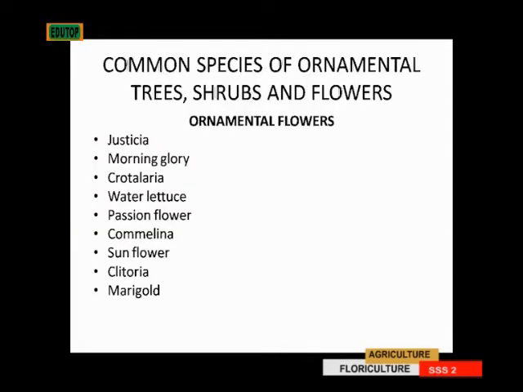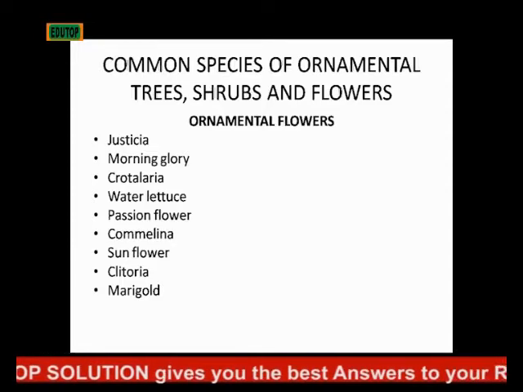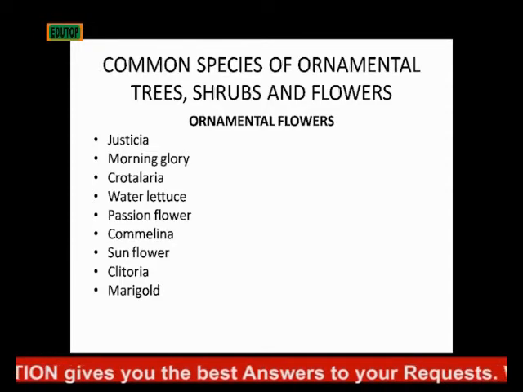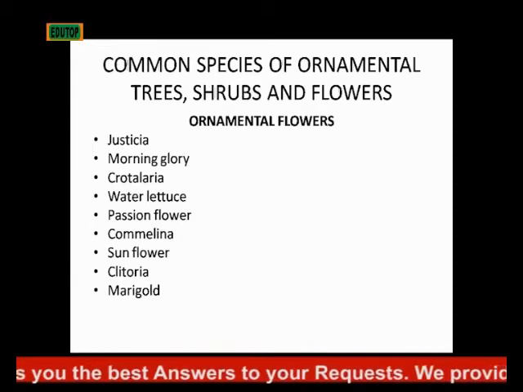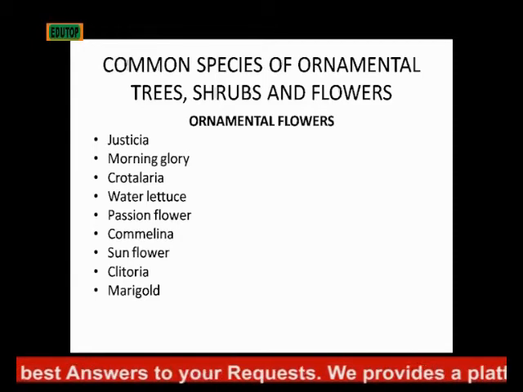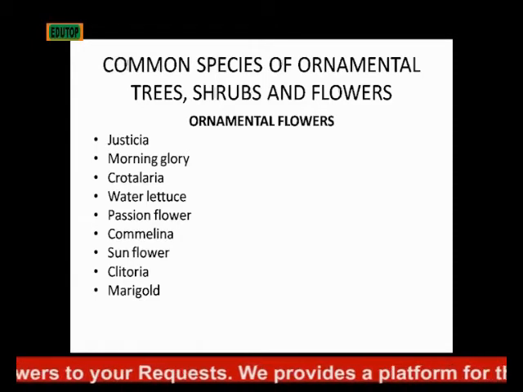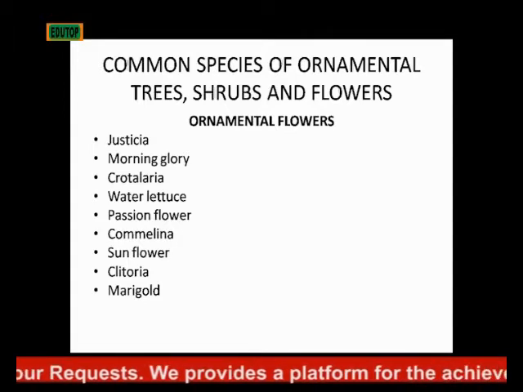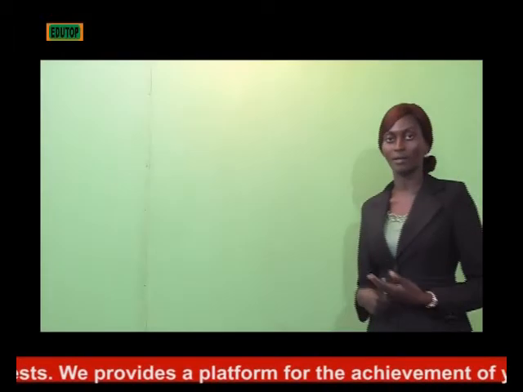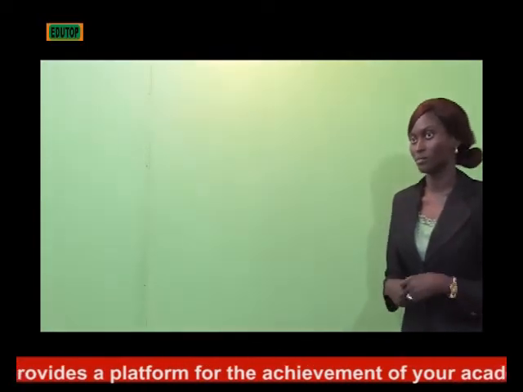Now, to the ornamental flowers, we have the Justicia, Morning Glory, Crotalaria, Water Lettuce, Passion Flower, Commelina, we have the Sunflower, we have the Clitoria, the Marigold. So those are ornamental flowers.